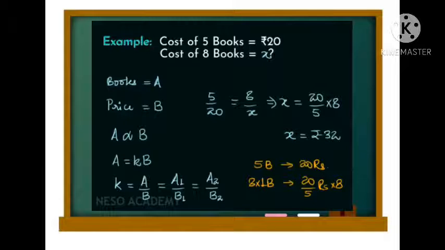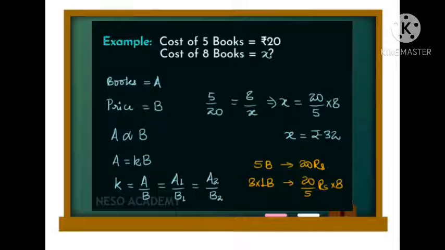X will be equal to 20 divided by 5, multiplied by it. 20 when you divide it by 5 is equal to 4. Multiplied by it will give you 32 rupees. So 8 books will cost you 32 rupees. So I hope you now understand the example of direct proportion.